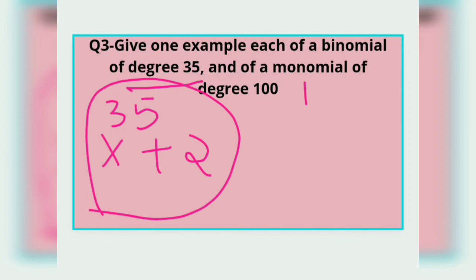Now I have to give an example of a monomial. Monomial means only one term, right? So this is one term. What degree are they asking? 100. So just write the power 100. See how easy the questions are in this exercise, correct?